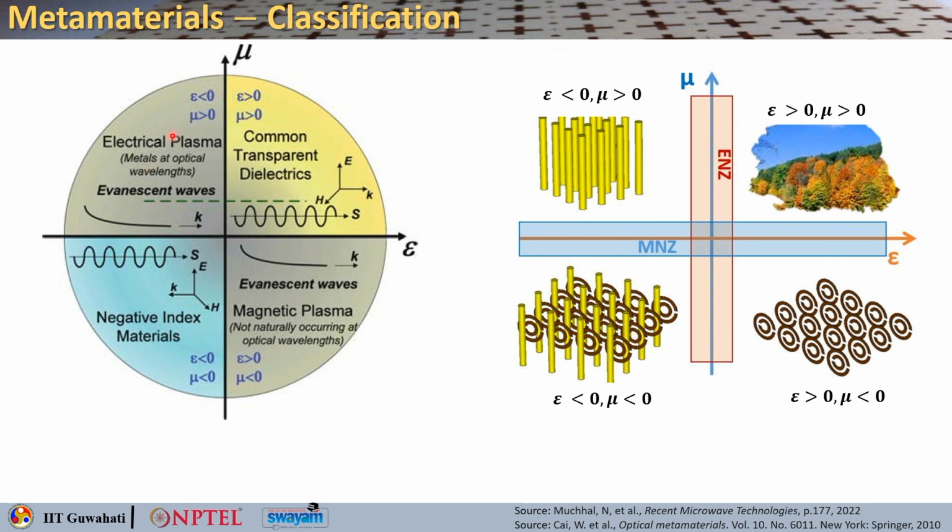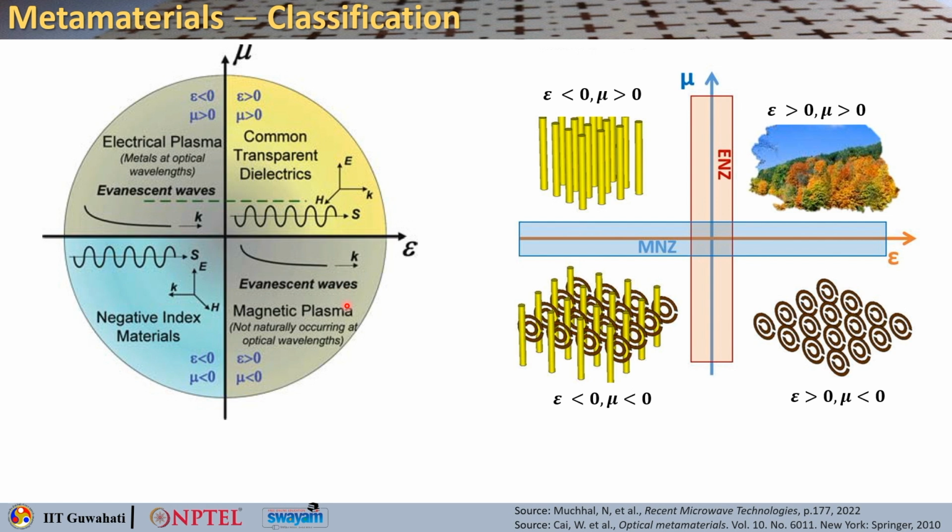So, it is also called epsilon negative material in certain frequency range. Here waves cannot propagate, as you can see there are evanescent waves, okay, and there are metals which behave like this in optical frequency range. Okay. The bottom right, this one is the fourth quadrant.